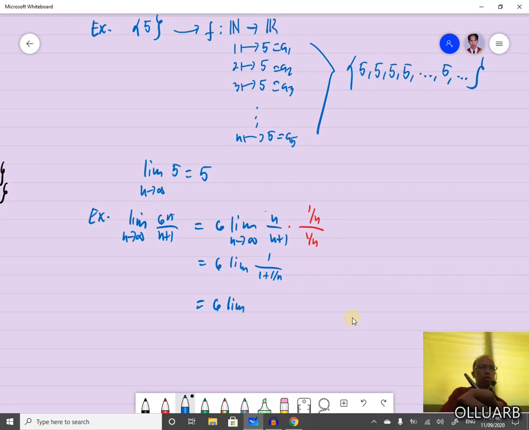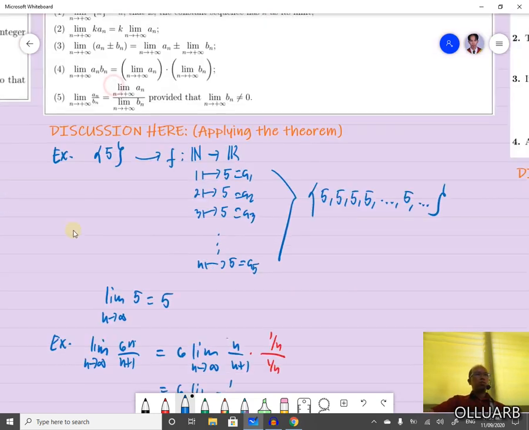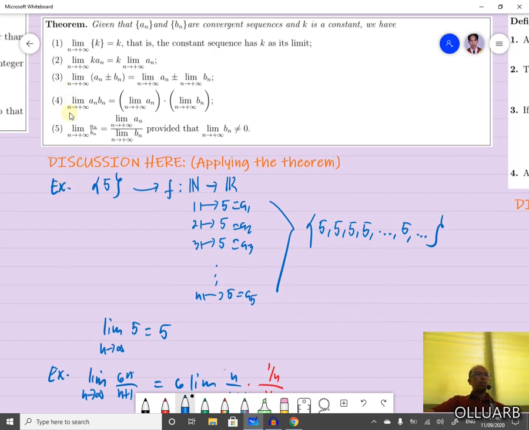Limit, no, not limit, we can evaluate now. This is 1 over 1 plus 0, so the answer is 1. Okay, and the same is true for number 3, number 4, and so on and so forth.